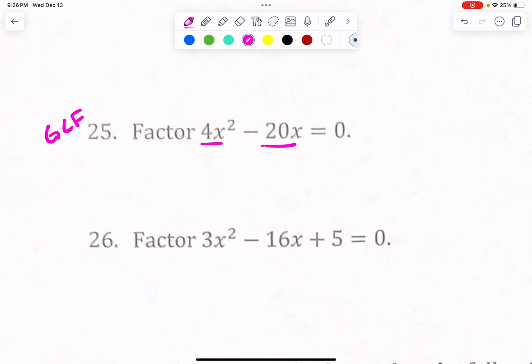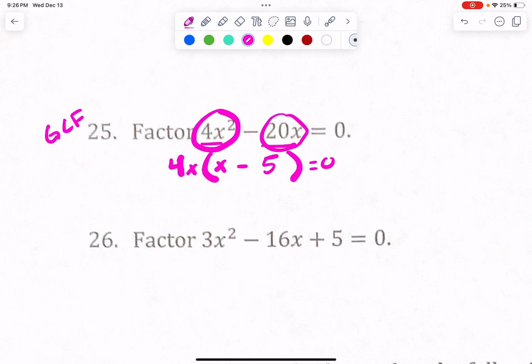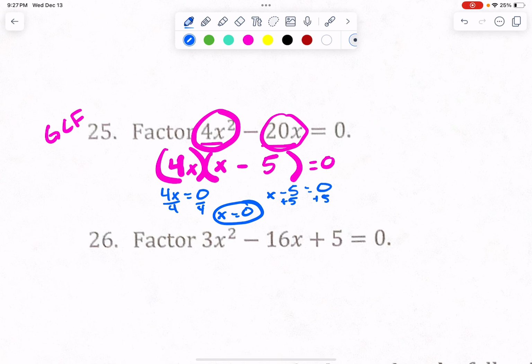And what I'm going to take out, I can take out a 4, but then I can also take out an x, okay? So if I take 4x out of this guy, I'll have an x left over. And if I take 4x out of 20x, that will be 5. Equals 0, okay? Now that I have my 2 bubbles, technically 4x is a bubble in itself, right? We just don't usually put them in parentheses. But I have 4x is equal to 0, and x minus 5 is equal to 0. If 4x equals 0 and I divide by 4, x is 0, because 0 divided by 4 is still 0. This guy, if I add the 5 over, I get x equals 5. So those are my 2 answers that I get.